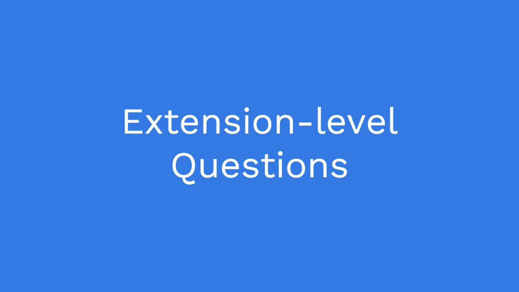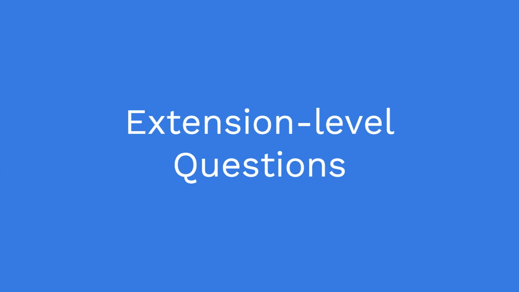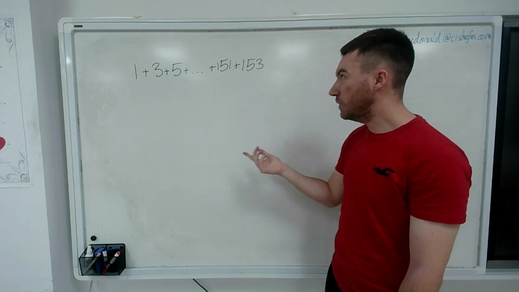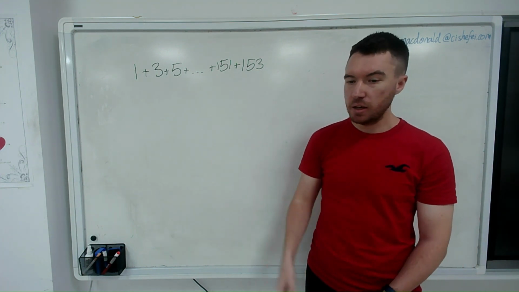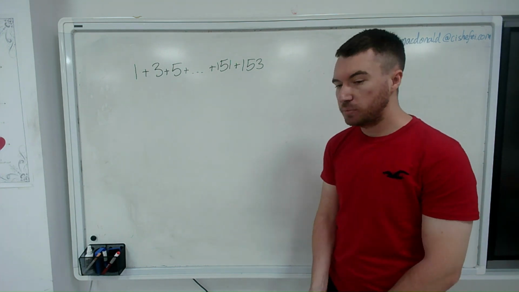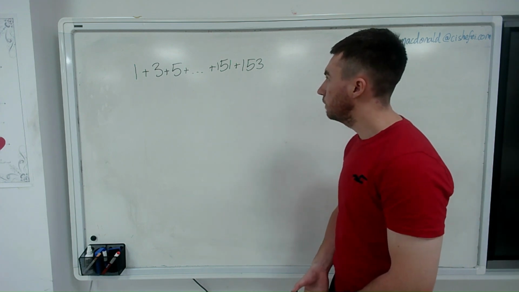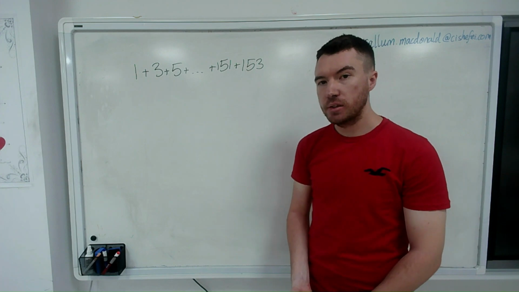The next part of the question is more difficult, and it's asking you to solve this. We already have a formula, but we have to do a little work first. So we know that the formula is the number of terms times the number of terms, right? But we don't know how many terms are there.